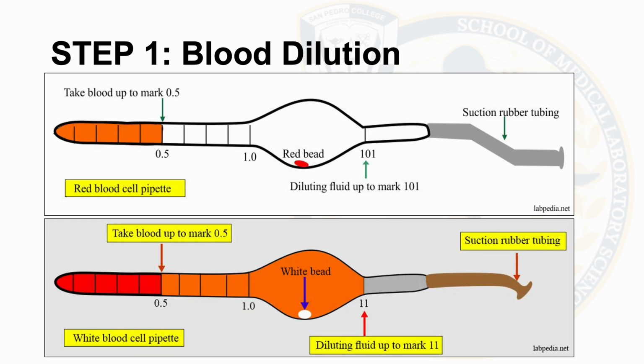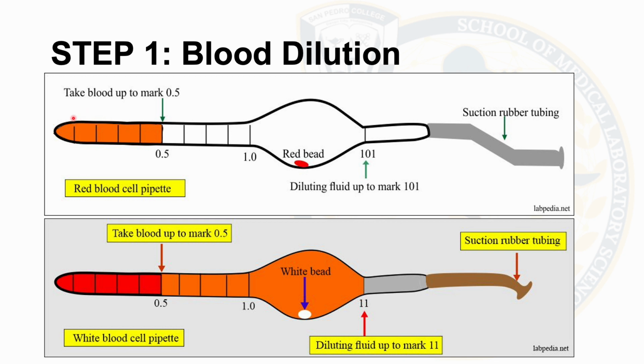Again, I'd like to emphasize that you're going to take blood up to the 0.5 mark only. The same with your WBC pipette. Both of them, you just collect blood up to the 0.5 mark. After that, you're going to wipe off the excess blood on the exterior of the pipette, so that your 0.5 will just be 0.5. It will not include any tinge or excess of blood present on the outside of the pipette.